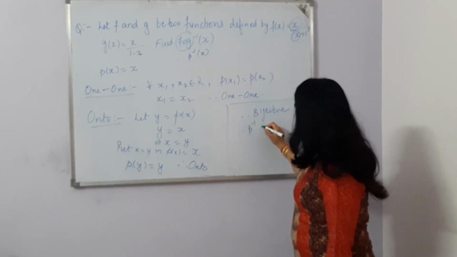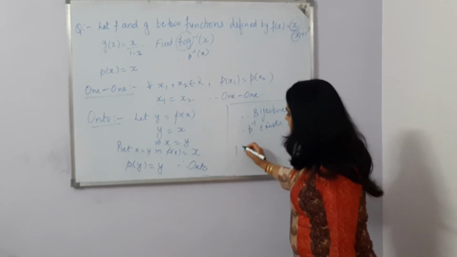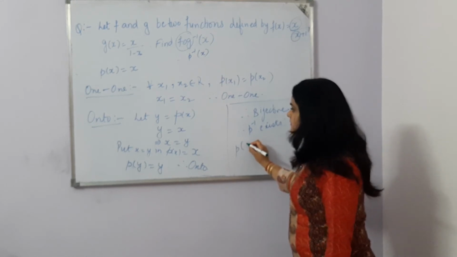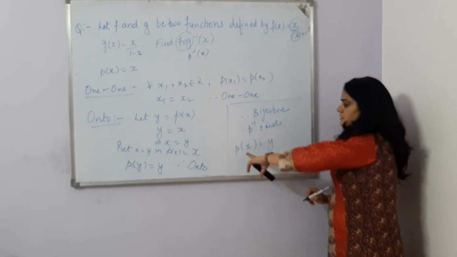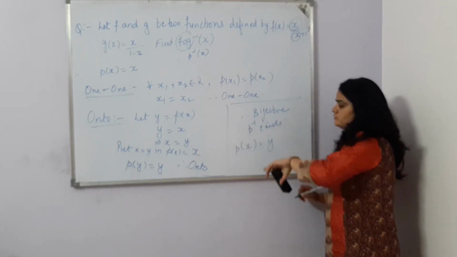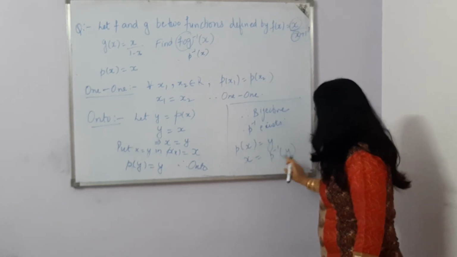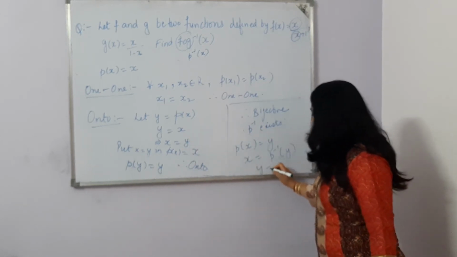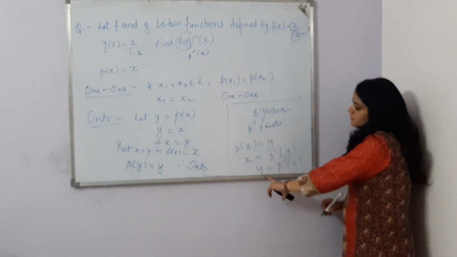It is bijective, and then we can say p inverse exists. So if p of x is equal to y, then whenever p goes to this side, x is equal to p inverse y. We need to find the inverse value. What is the value of x? x is equal to y. So in place of x, we can write y. So p inverse y's value is equal to y.